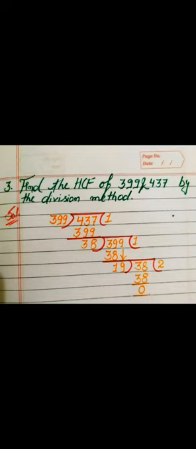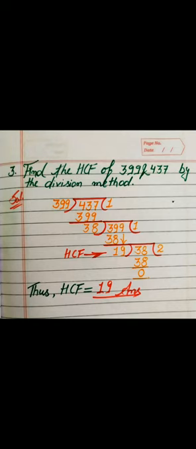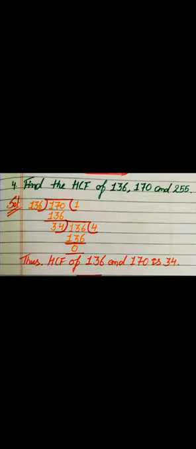Now we get 0 as remainder. That means our process is over. So this last divisor, this 19, is our final HCF. This 19 is the HCF of 399 and 437. Now next, here we have to find the HCF of 136, 170 and 255.